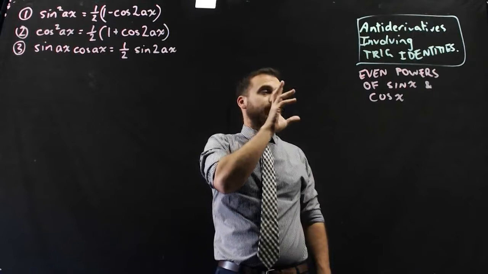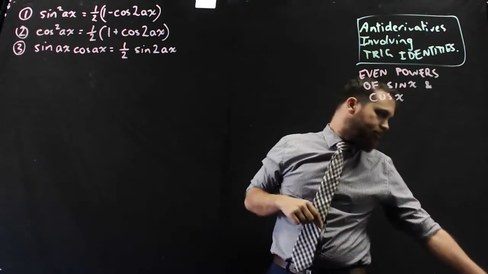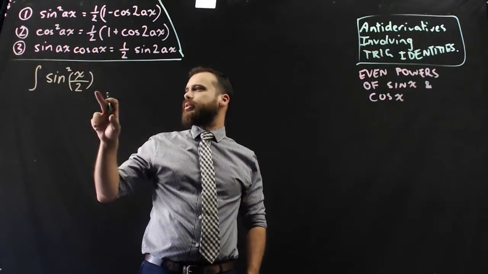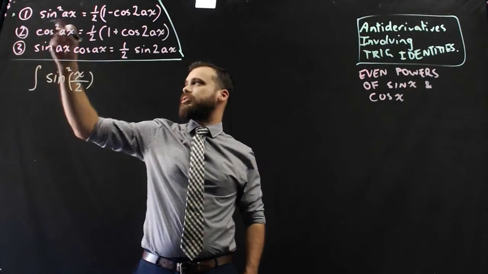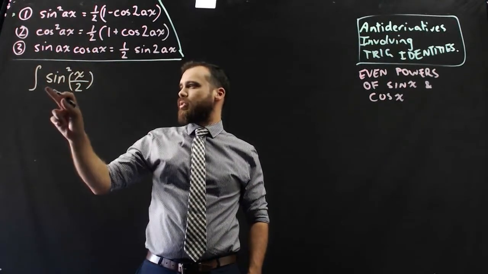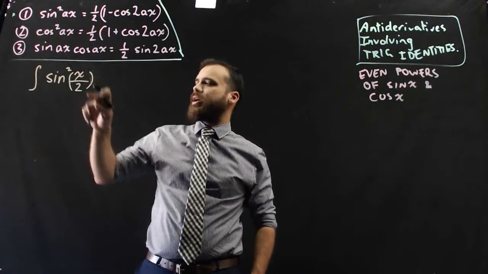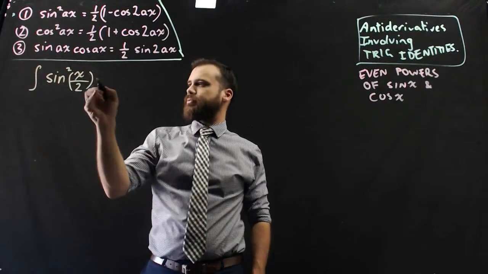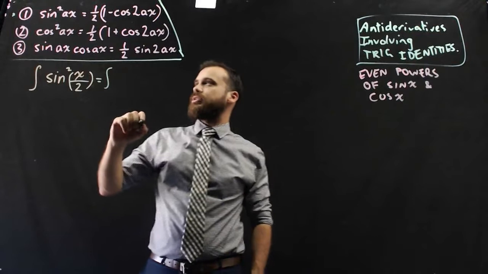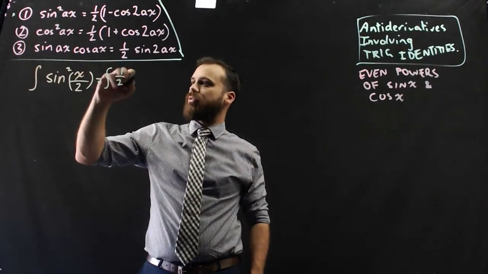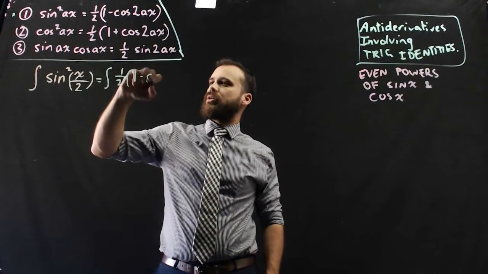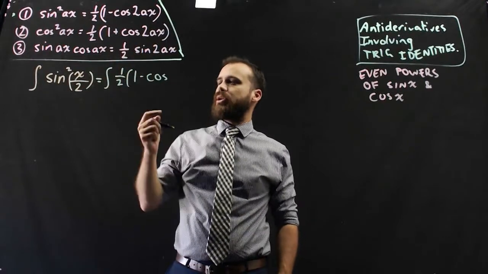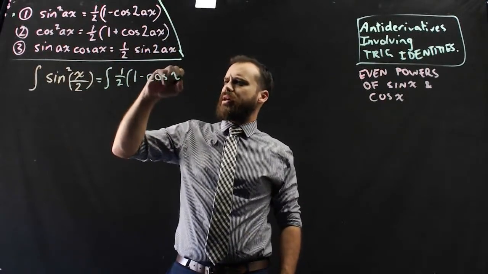Let's look at an example of an antiderivative of an even power. Alright, so we're doing the integral of sine squared x on 2. Now, look at your first identity here. It's sine squared ax. Now, this is sine squared x on 2. It's just that the a is a half. So it's like sine squared half x. So we can rewrite this using that first identity. We can rewrite it as 1/2, 1 minus cos 2 times 1/2, because the a is 1/2. So 2 times 1/2 is just 1, and then the x.